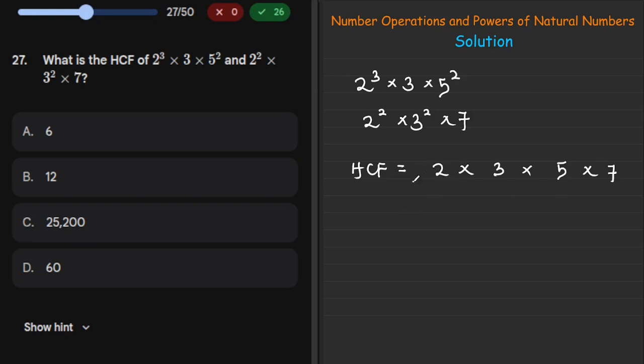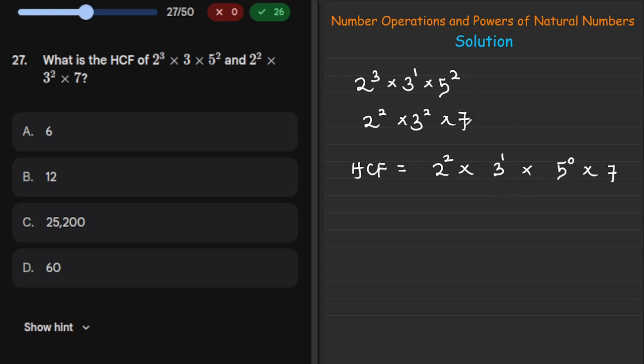So we have our 2, among 2 and 3, which is the lowest power? So we have 2. Then we come to the 3's. This is to the power 1, and this is to the power 2. So the lowest power is 1. Among the 5, this particular one has got a power of 2. But there is none over here, so it's actually a power of 0. So there is 0 over here, hence the lowest is 0.